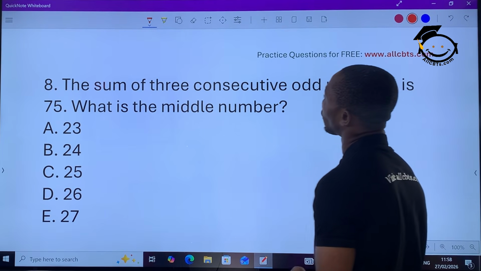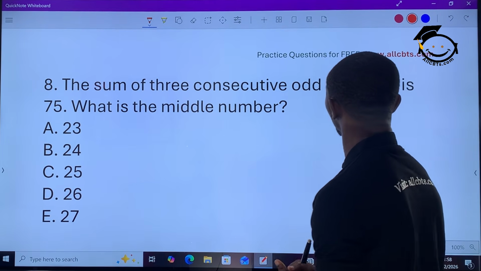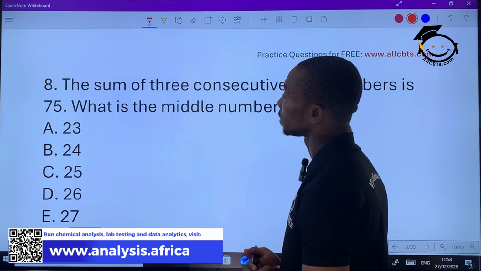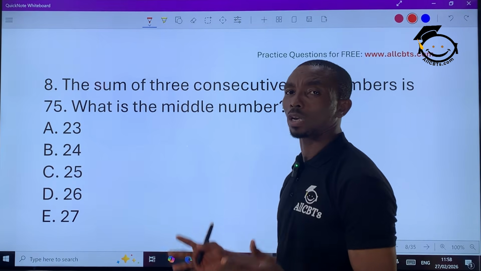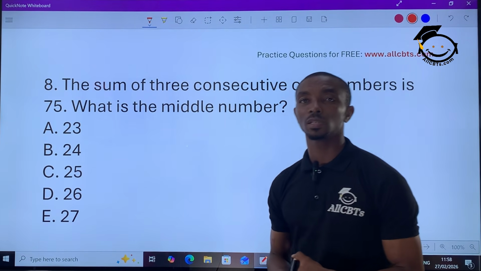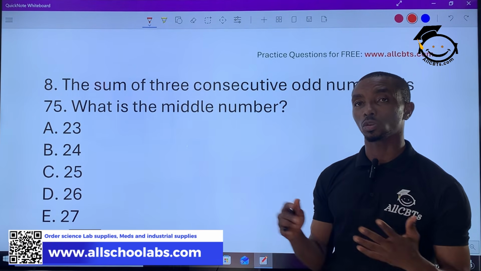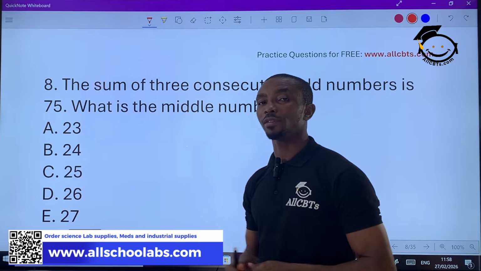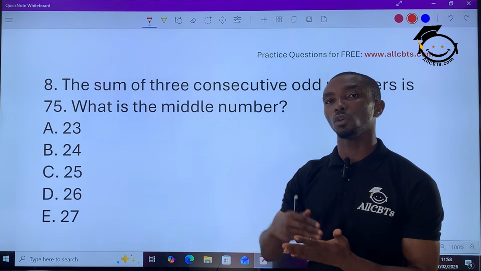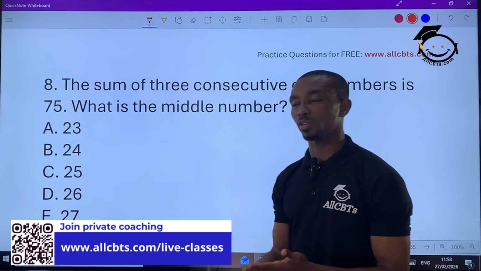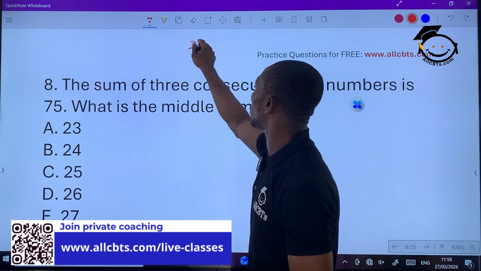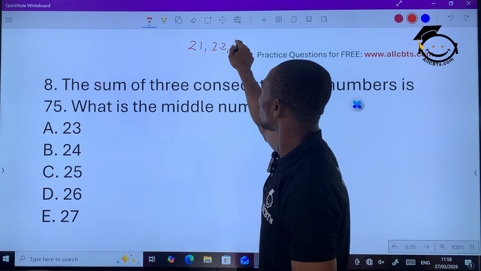The sum of 3 consecutive odd numbers is 75. What is the middle number? Now, when we talk about consecutive numbers, they are numbers that follow themselves sequentially, one after the other. Example, we have 21, 22, 23.